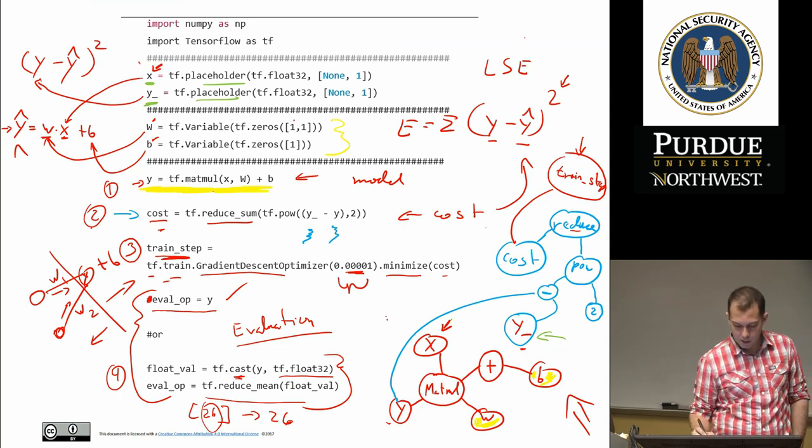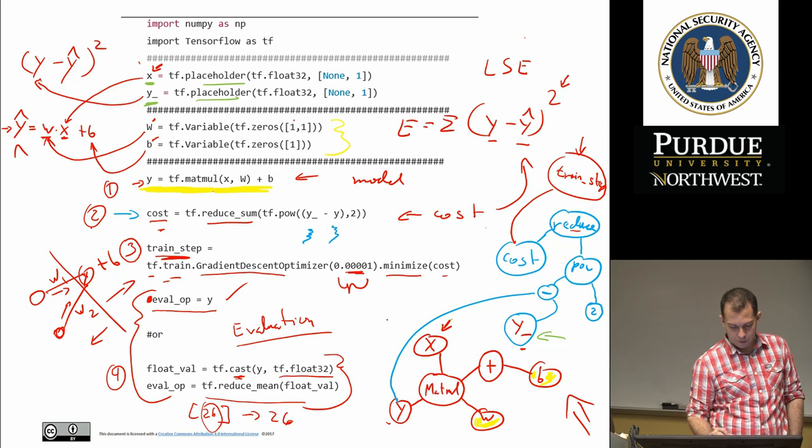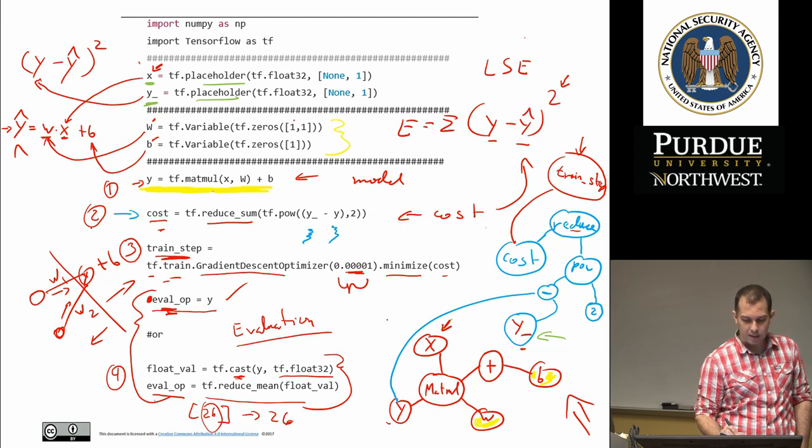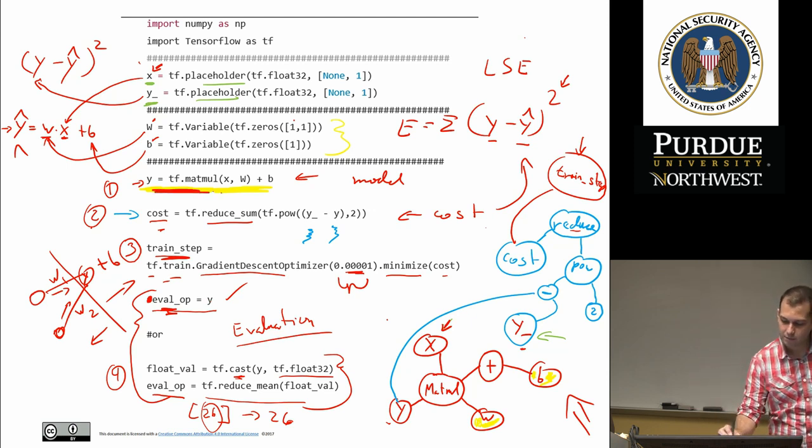This should be, or we can use either or. So eval op is here, or eval op is here. Both of them should work. But when we run eval op, let's look at the simpler one. Eval op just basically calls y. What is y? Y is, again, our famous, very powerful function.